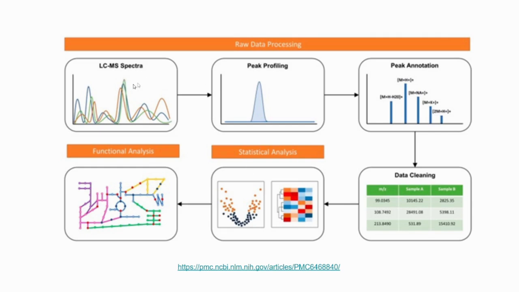We have LCMS spectra, and we do peak profiling or peak calling, and then peak annotation, annotating it with ions and even with the database. And after that, we'll get the data. So we'll clean the data, like we filter out only the data that we want. For example, there would be unknown compounds and all. So if we are not looking for any unknown compounds, we can filter them away and take only the known compounds. And then we do statistical analysis and then functional analysis. So this is the overall workflow.